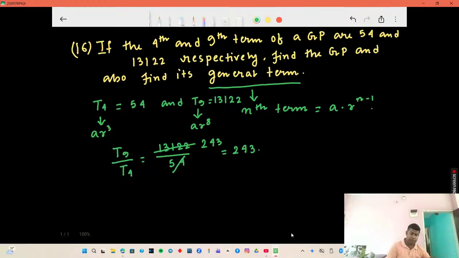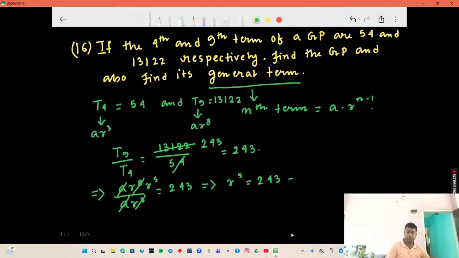So now we will put the value of T9 and T4 in their respective places. So the value of T9 is A into R to the power 8 divided by A R cube is equal to 243. So A cancels, this one cancels, it will come R to the power 5 is equal to 243. So now R to the power 5 is equal to 2 to the power 5.